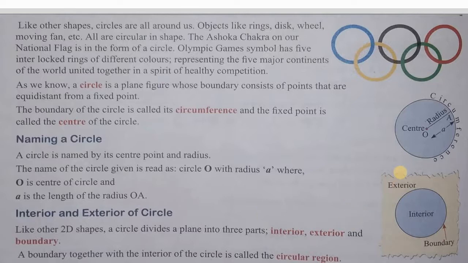Like other 2D shapes, a circle divides a plane into 3 parts: interior, exterior, and boundary. The boundary together with the interior of the circle is called the circular region. That means here on the paper, the boundary and interior together are known as a circular region.